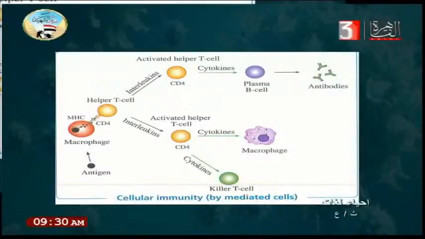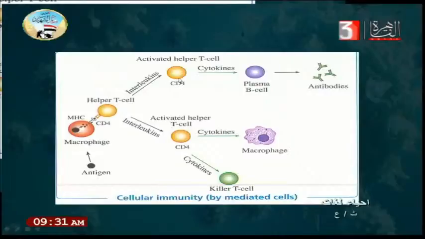What happens inside the activated cell? Activated T helper, in the first, this is the cell-mediated immunity. First, the antigen is engulfed by the macrophage. The macrophage forms CD4 and produces the helper T cell, which secretes interleukin and forms the CD4 activated helper cell. This is one pathway, and this is another pathway to kill the microbe.